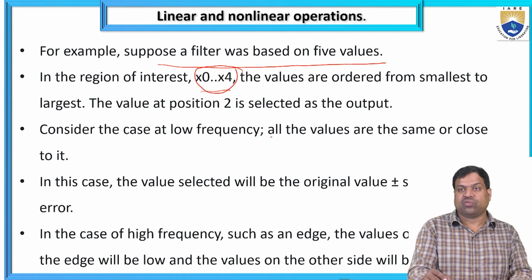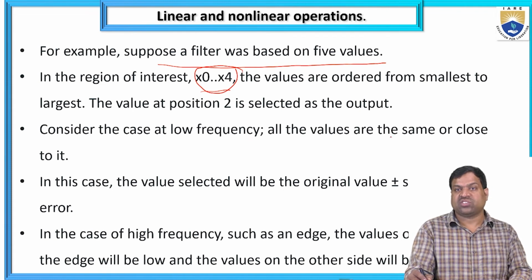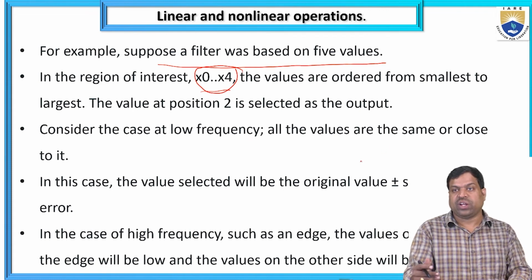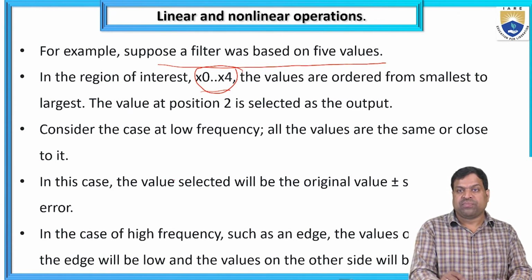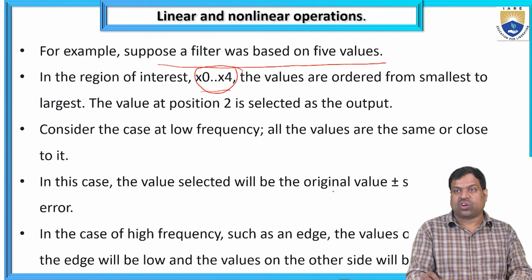In the case of low frequencies, all the values are the same or close to it. So the value selected will be the original value plus or minus some small error. In the case of high frequencies such as edges, the values on one side of the edge will be low and the values on the other side will be high.